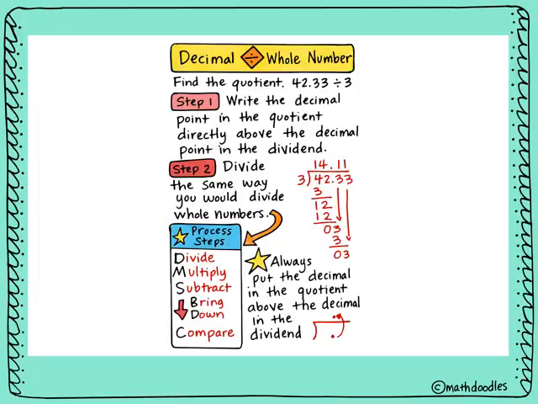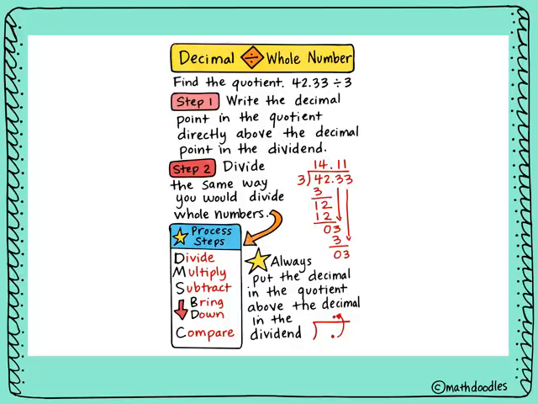Here we have some steps to divide a decimal by a whole number. It says, find the quotient 42.33 divided by 3. On the math we have here on the right in the red, the 42.33 goes on the inside of the division house because it's the number that's listed first. It does not go inside because it's the bigger number. In this case, it just happens to be the bigger number, but whichever number is listed first goes inside.